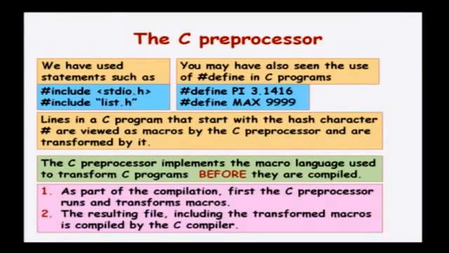Now the C preprocessor implements what is known as a macro language part of C, and it is used to transform C programs before they are compiled. So the C preprocessor is the step just before compilation. We don't explicitly call the C preprocessor, but when you write gcc some file name, the first step is the preprocessor step. So as part of the compilation, first the C preprocessor runs and transforms the macros. The resulting file, including the transformed macros, is compiled by the C compiler.